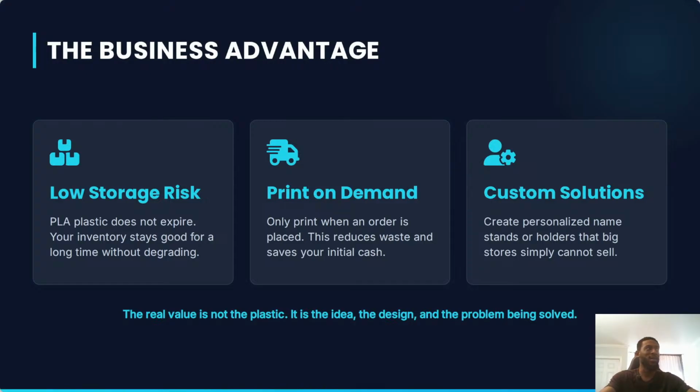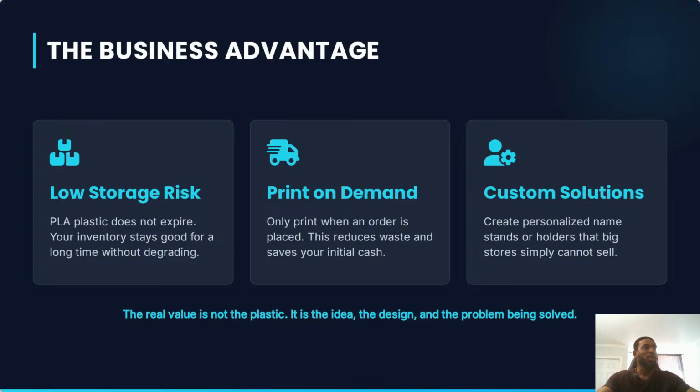Now, the business advantage of 3D printing, like I said, is low storage risk. PLA plastic does not expire. Your inventory stays good for a long time without degrading. What I mean is that no matter what you make, it's not going to spoil or expire. Your inventory stays good as long as you store it properly. All you have to do is find a very nice spot for all your 3D prints, a display case or something.